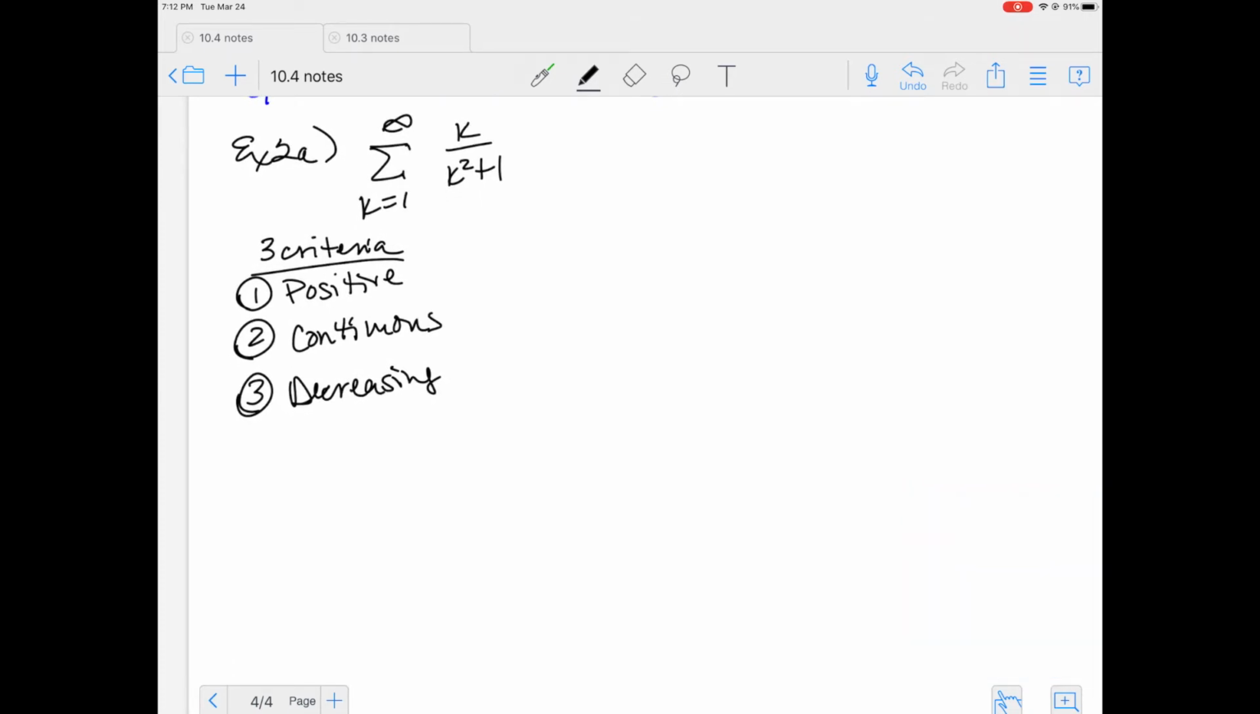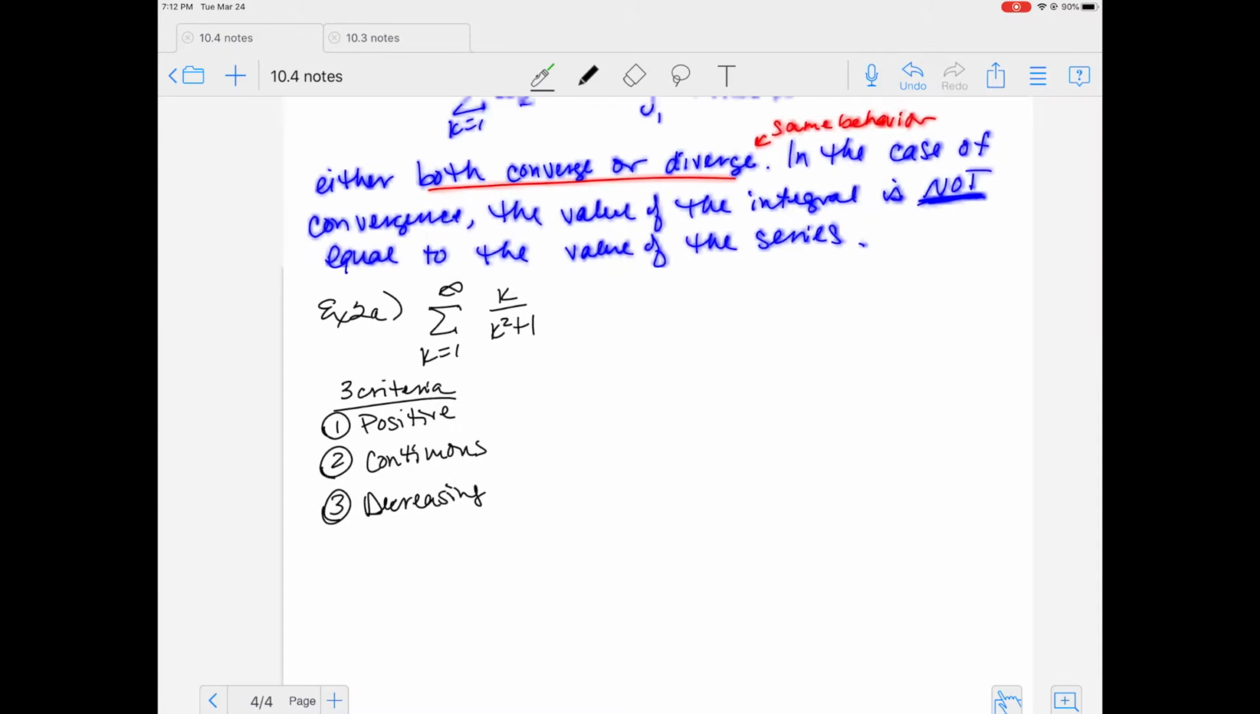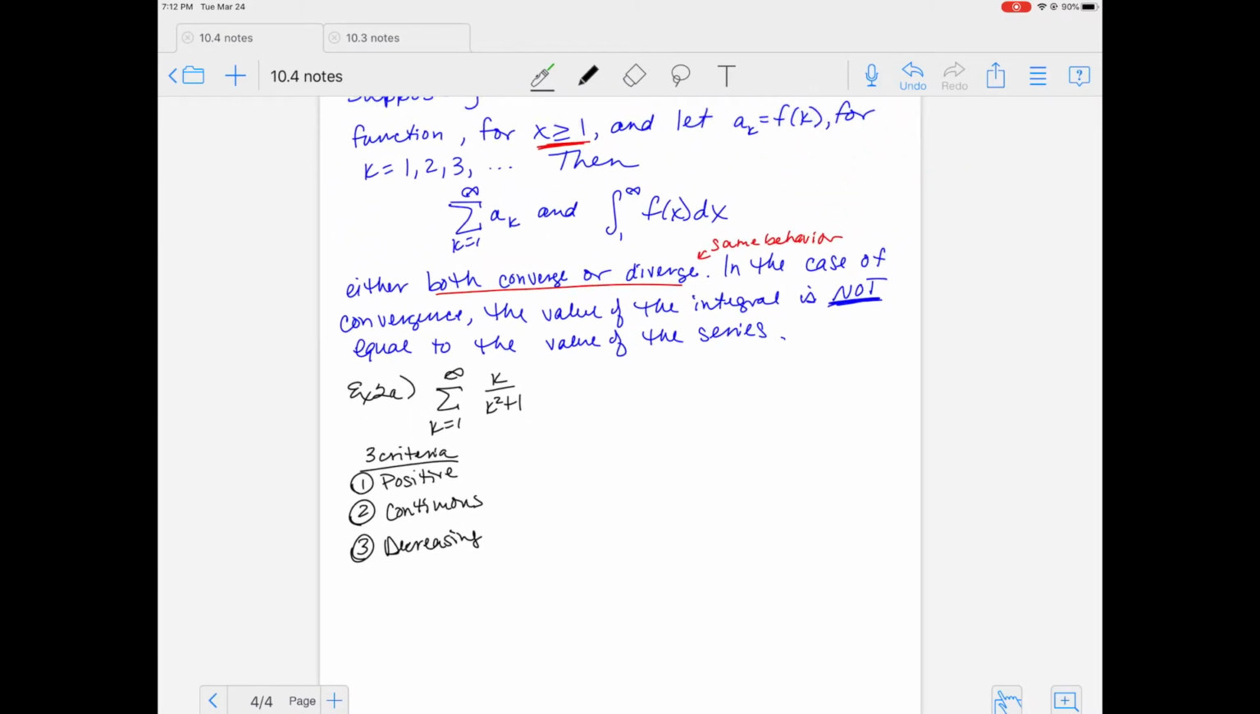Now look at this. Is this going to be positive? Now keep in mind the criteria for this is for, sorry, I keep going back and forth, for the x values that are greater than or equal to 1.